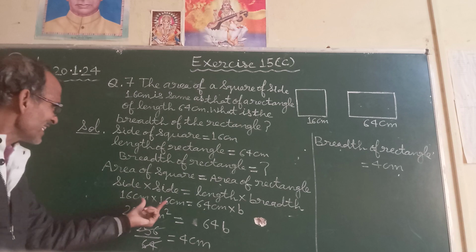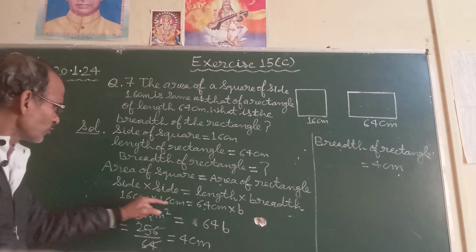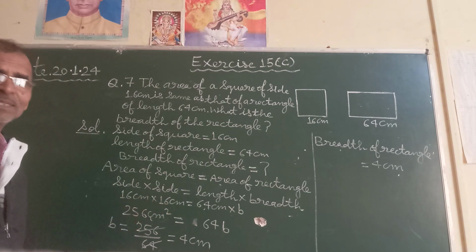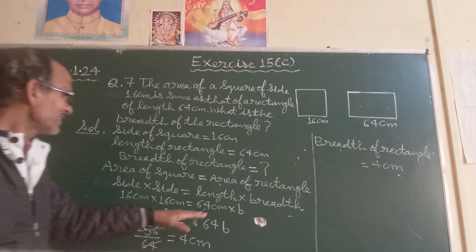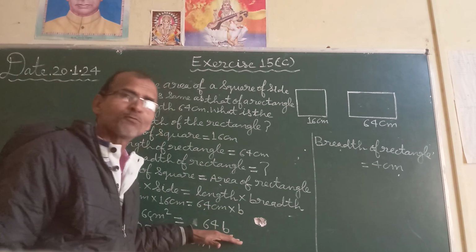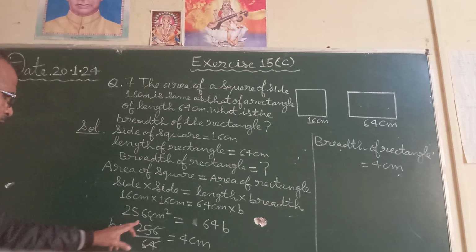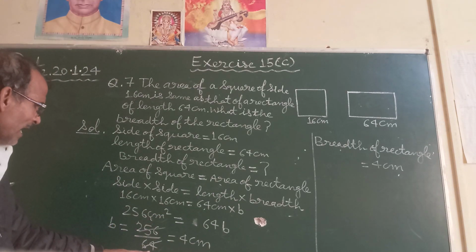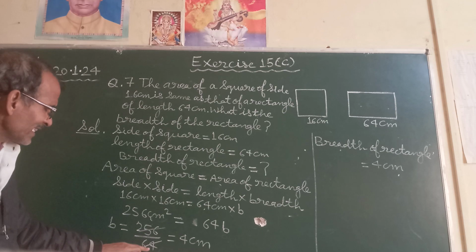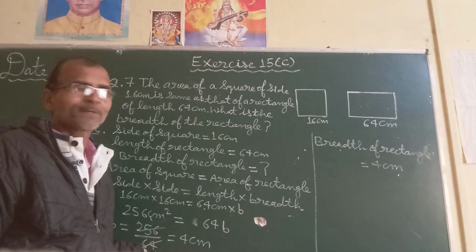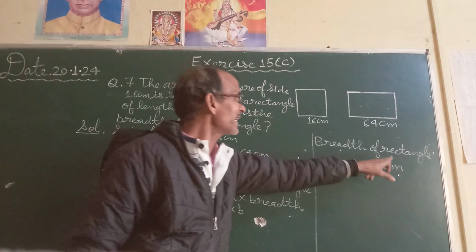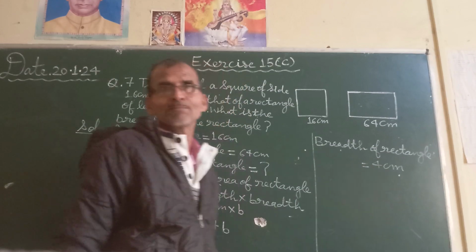Then multiplying this, we get 16 into 16 is equal to 256 centimeter square, and 64 into b, that is equal to 64b. By solving this equation, b is equal to 256 upon 64. Dividing this, we get 4 centimeter. So breadth of the rectangle is 4 centimeter.